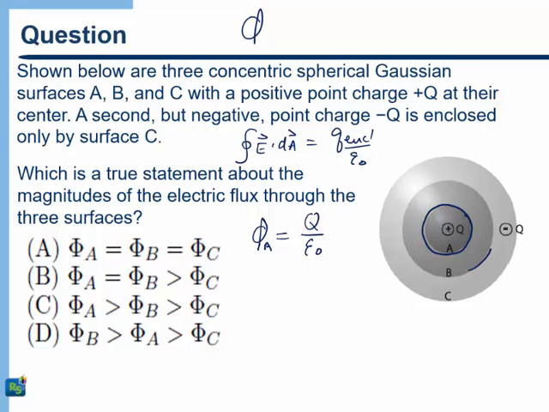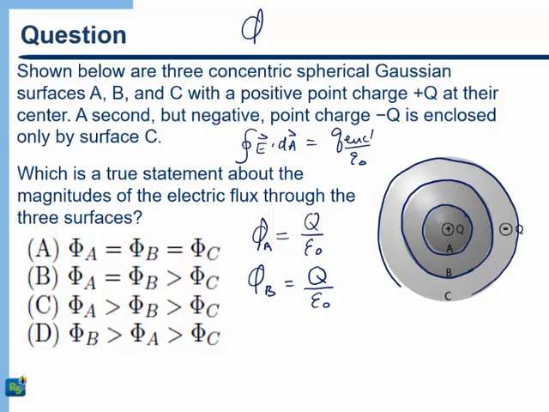If we look at the flux through surface B, notice the flux through surface B is the same because it still encloses just that charge Q, so we've got Q divided by epsilon naught. If we now look at surface C, though, you'll notice that the flux through C is 0 because the total charge within that surface is plus Q minus Q. And therefore, the correct answer is A equals B greater than C.